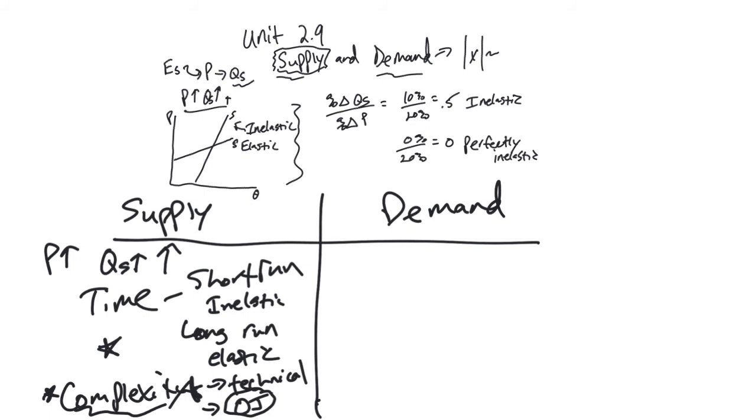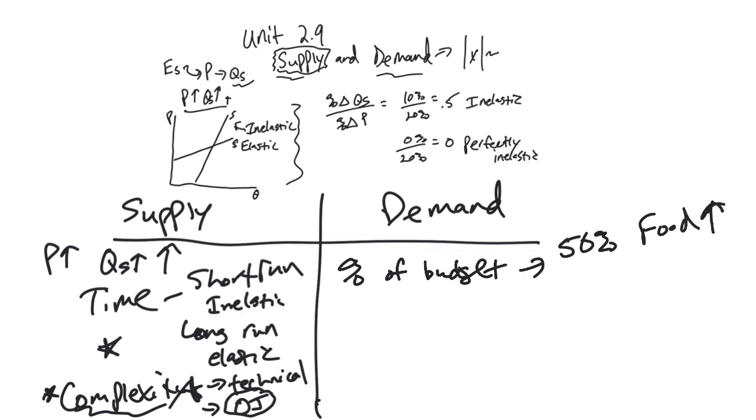On the demand side, it has to do with how consumers are influenced or impacted by price changes. The first one we look at is this idea of percent of budget, or how much money you're spending on it. If you spend a significant amount, let's say 50% of your income on food, and food prices increase, you're going to have to decrease your quantity demanded by a significant portion because you don't have a lot of room to continue to buy food if you spend so much of your budget on food.